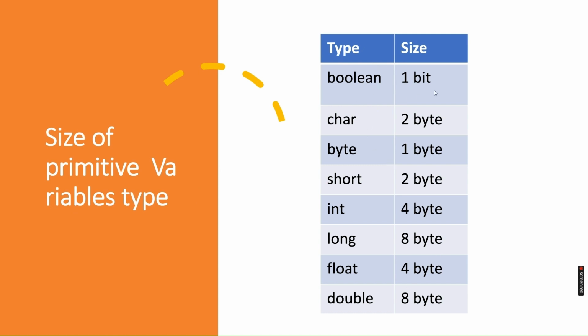So boolean is 1 bit, and a bit is the smallest unit of computer information or computer memory. It is a single binary digit, which means it will accept either 0 or 1. And a byte contains 8 bits. Okay? Now, boolean is 1 bit, char is 2 bytes, byte is 1 byte, short is 2 bytes, int is 4 bytes, long is 8 bytes. So we notice that the size is different between variable types, okay?